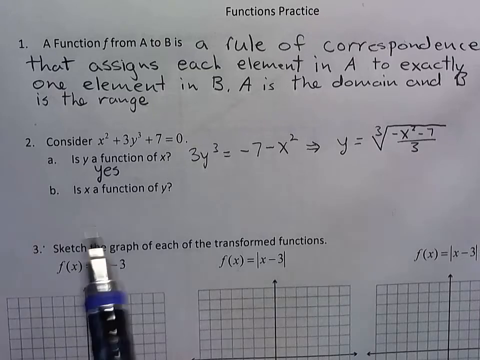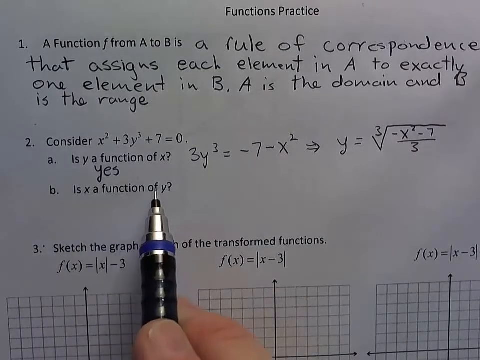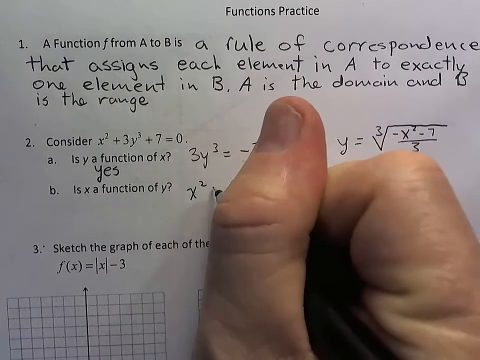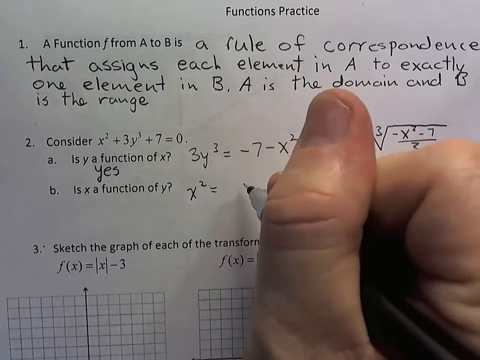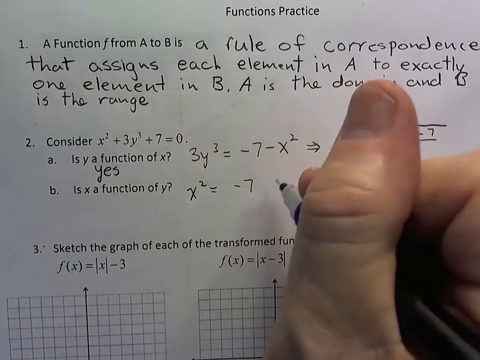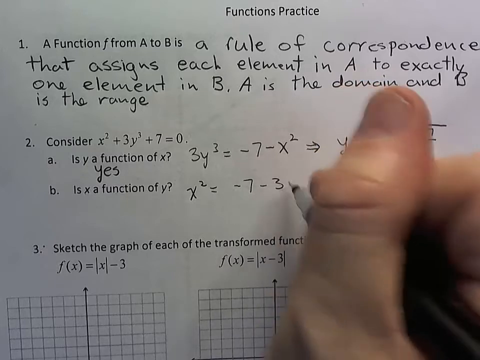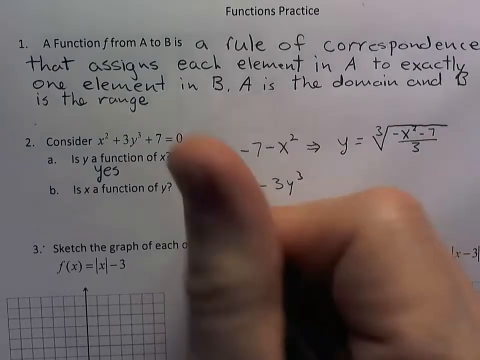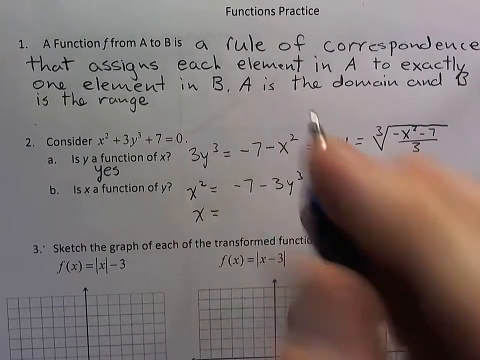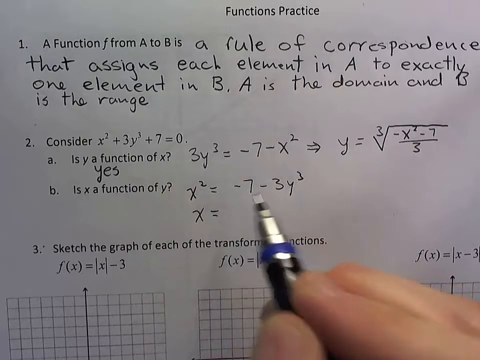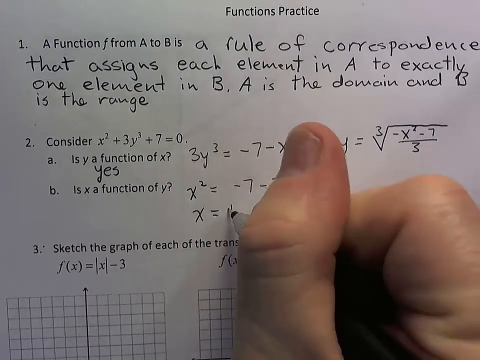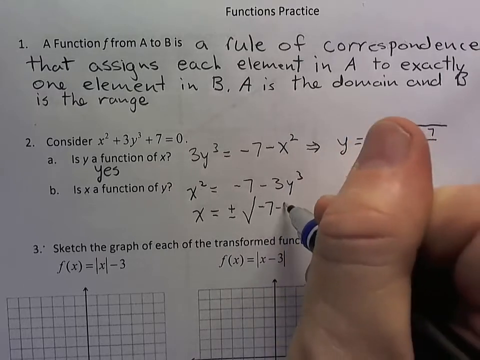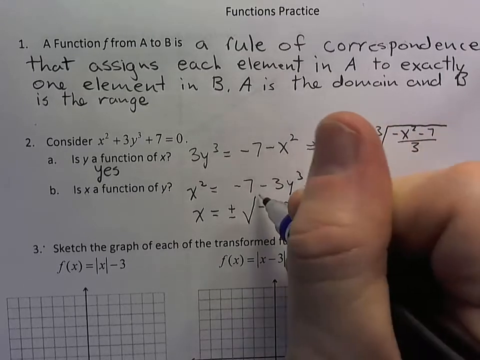Now, contrast that down here where it says, is x a function of y? Well, solve for x. And you get x squared equals negative 7 minus 3y cubed. Okay, like that. And then you can square root it. Now remember, when you're solving an expression like this, I've got to do plus or minus. So this is plus or minus the square root of negative 7 minus 3y cubed.